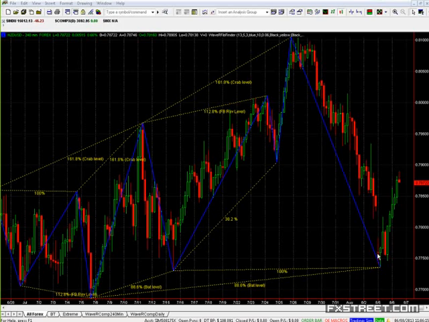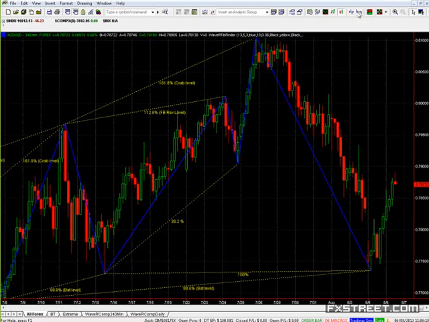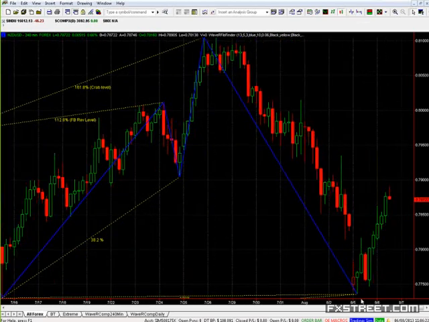Now, yesterday, if I put just a little bit more space between these candles, we can see one of, well, 2 key candles. So that was the gap down.